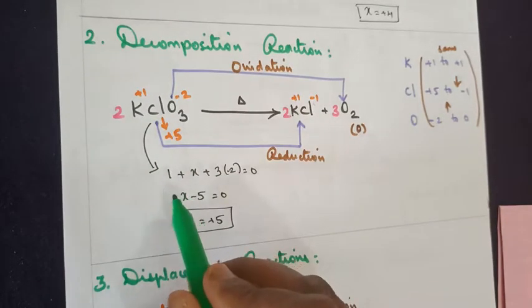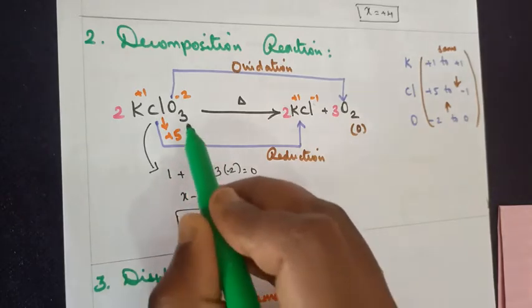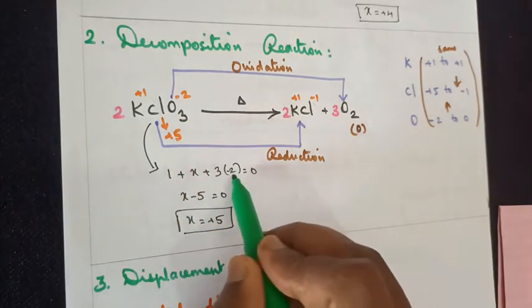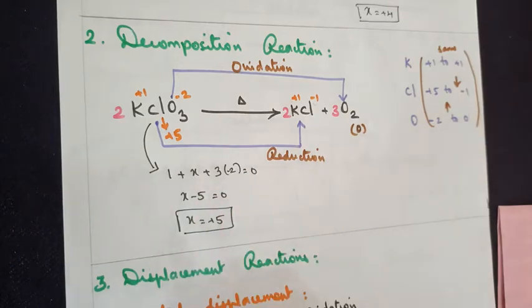Let's calculate it here. Potassium charge I have substituted. Chlorine I do not know. 3 into the charge of oxygen, which is -2, equals 0. So X - 5 = 0.